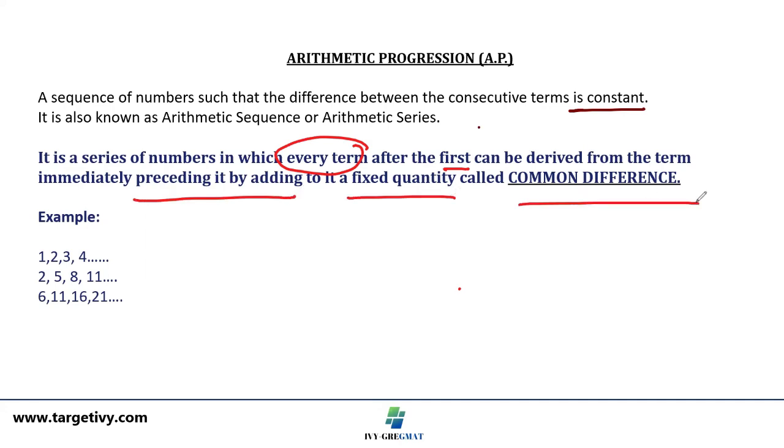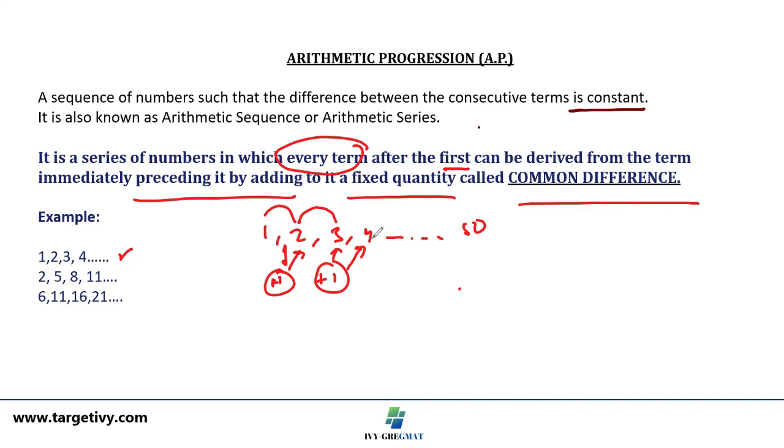So let's take an example. 1, 2, 3, 4 may be a good example. Like 1 is followed by 2, followed by 3, followed by say till 50. Every time I derive the second term, the third term, I am adding one number, that is 1. 2 plus 1, so I get 3. And then I add 1 again, I get 4. Like this.